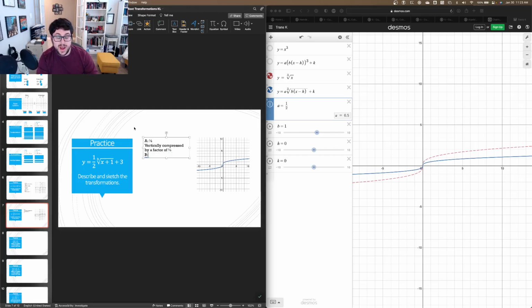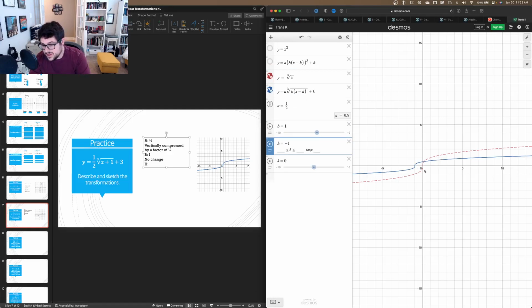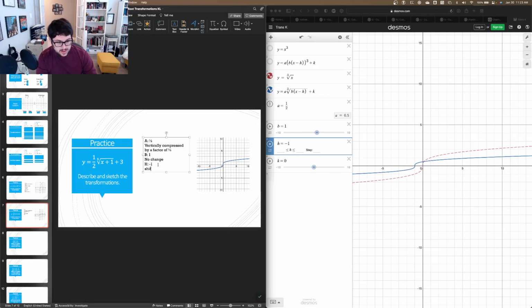All right, B, do I have anything multiplying on the inside? No, I don't. So I'm just going to say one and no change. H, I have a plus one inside. Well, this is a minus H. So I'm going to say that again, I have a negative one. And so that's moving it left here. So my H is negative one, so I shift left one.